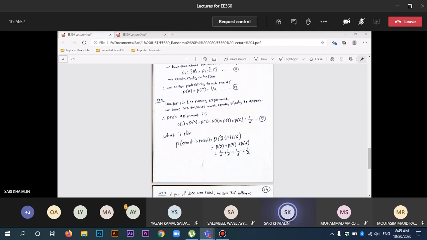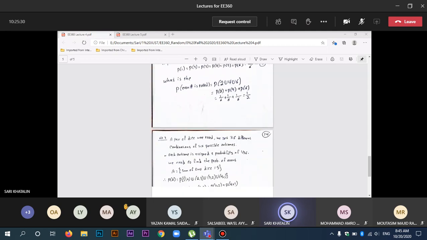Similarly, here's another example. There's no need to go through it, but it's talking about rolling the dice, which has 6 possible outcomes, so each one of them will have 1 over 6. So what is the probability of an even number being rolled? Even number means 2, 4, 6. So you combine them together: the probability of 2 plus the probability of 4 plus the probability of 6. You add them together and it will be equal to half. That's what example 2 is all about.